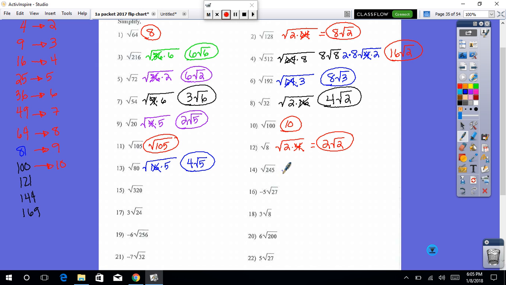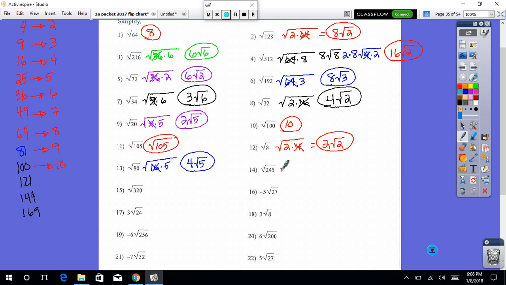Okay, for 245, let's start with, where do I want to start? Let's start at 121. So 245 divided by 121 is not even. It's not going to be divisible by 100, I can tell you that. So 245 divided by, let's try 81. It's not even. 64 is not even.